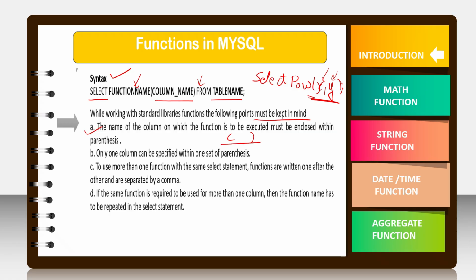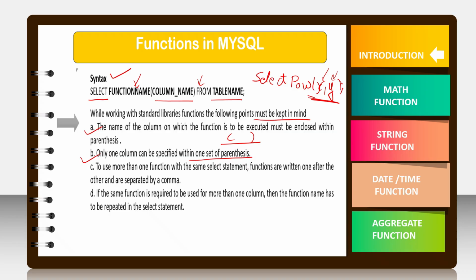Only one column can be specified with one set of parentheses. So one function call name we can use with the set of parentheses. To use more than one function with the same select statement, functions are written one after the other and you have to separate them by a comma.